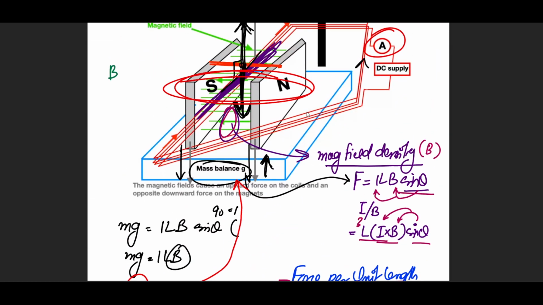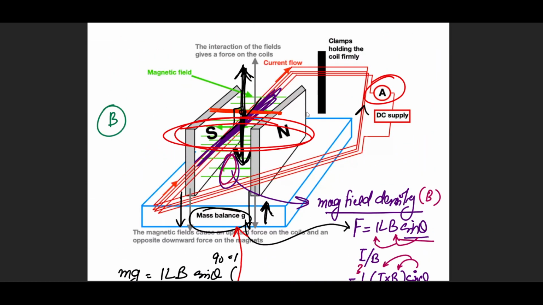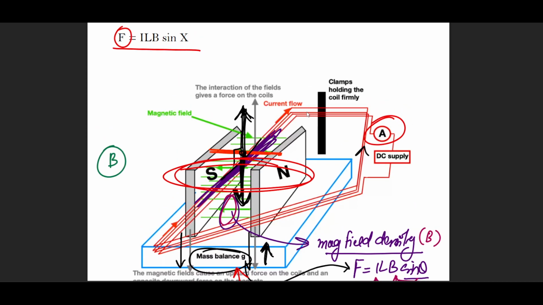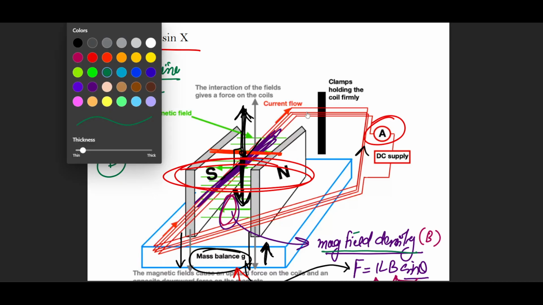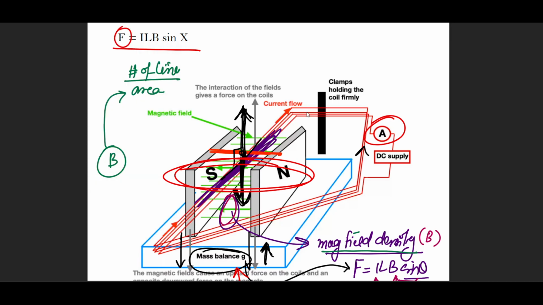I'm going to discuss this magnetic flux density even more in the chapter of electromagnetic induction, so don't worry about this. For now, just hold on to this idea that B, since this is magnetic field density, actually wants to measure the number of lines per unit area. So if the number of lines is higher, the magnetic field is stronger. If the number of lines is low, the magnetic field is weak.